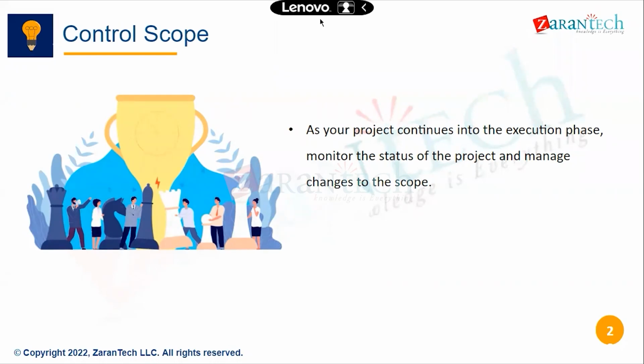What is the value or vision you have defined for the project? Has that value or vision been completely implemented and given to end users? What is the variance? How much percentage is given, and how much percentage is not given? That you analyze as part of control scope.